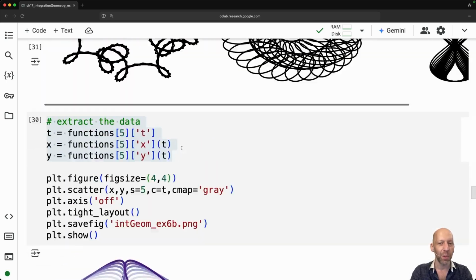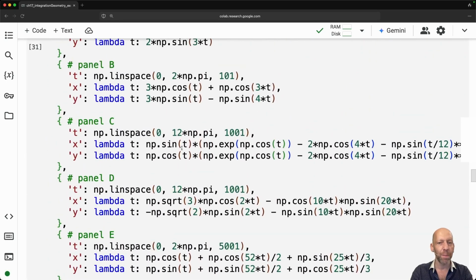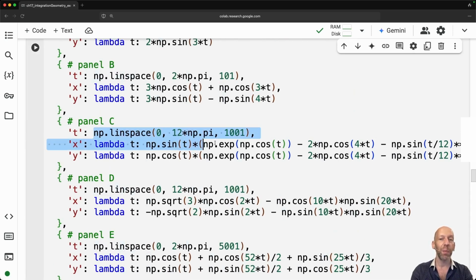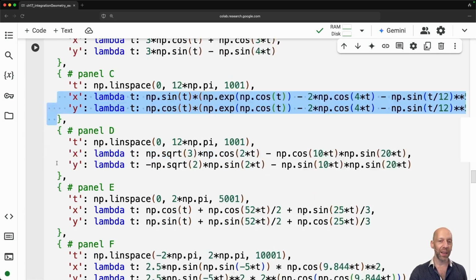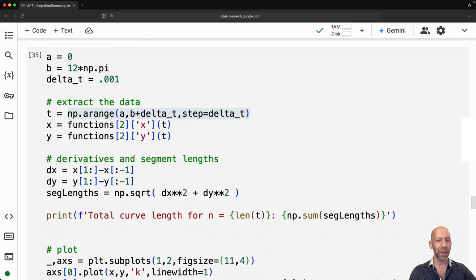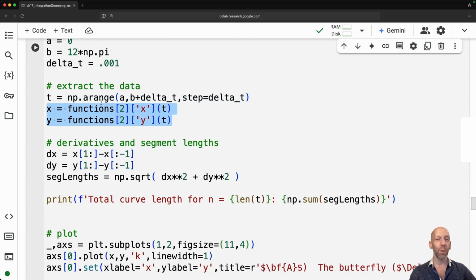So remember, let me scroll up to the code from the previous exercise. Here we're working with panel C. Here I used numpy.linspace to define 1,000 points between 0 and 12 pi. But here I'm not specifying the delta t explicitly. It just ends up being whatever it ends up being based on this number of points between these two values. But for the current exercise, exercise 7, we actually want to be able to specify the parameter delta t, and then however many points that ends up being. So in exercise 7, I'm utilizing part of the dictionary to get the lambda functions for x and y, and I'm redefining t based on delta t.